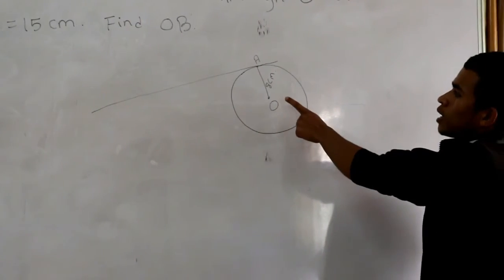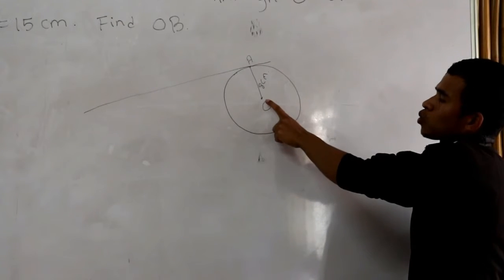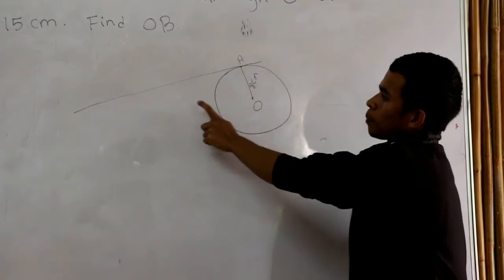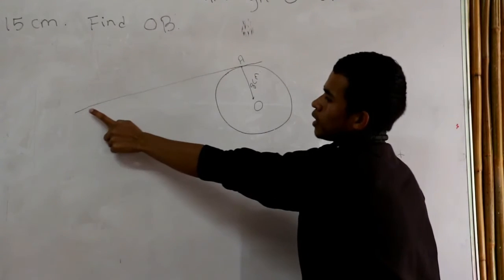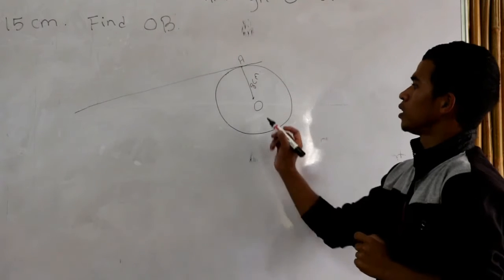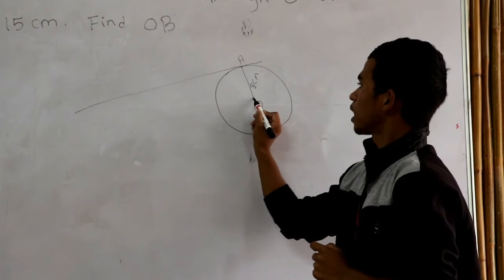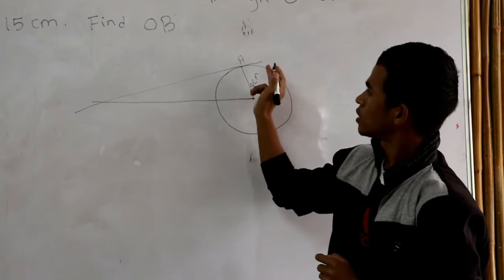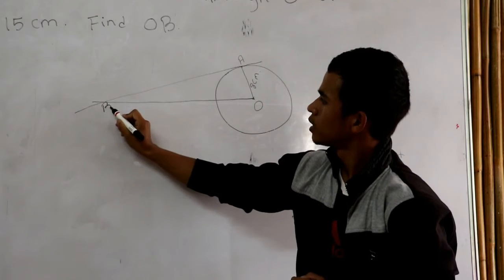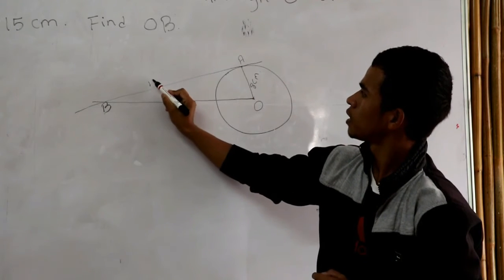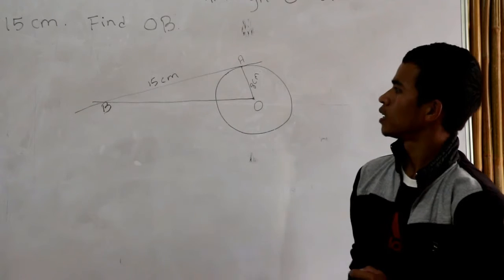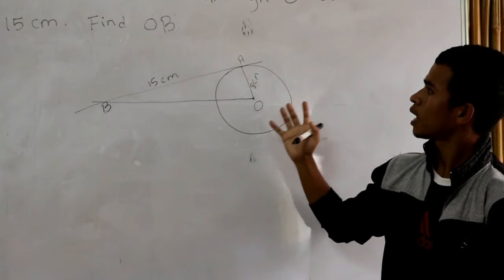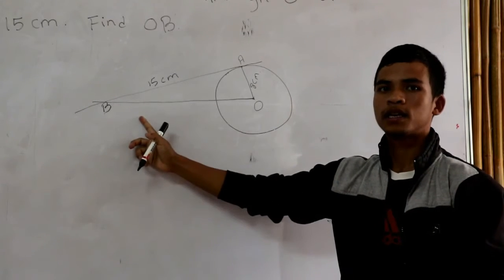So this tangent will cut a line through O at that point B in such a way that AB will be 15 cm. So this will be the line through O. So if you draw this line, you have to draw in such a way that when this tangent cuts this line, this length AB will be 15 centimeters. So this is what is given in the question. Now we are asked to find OB.